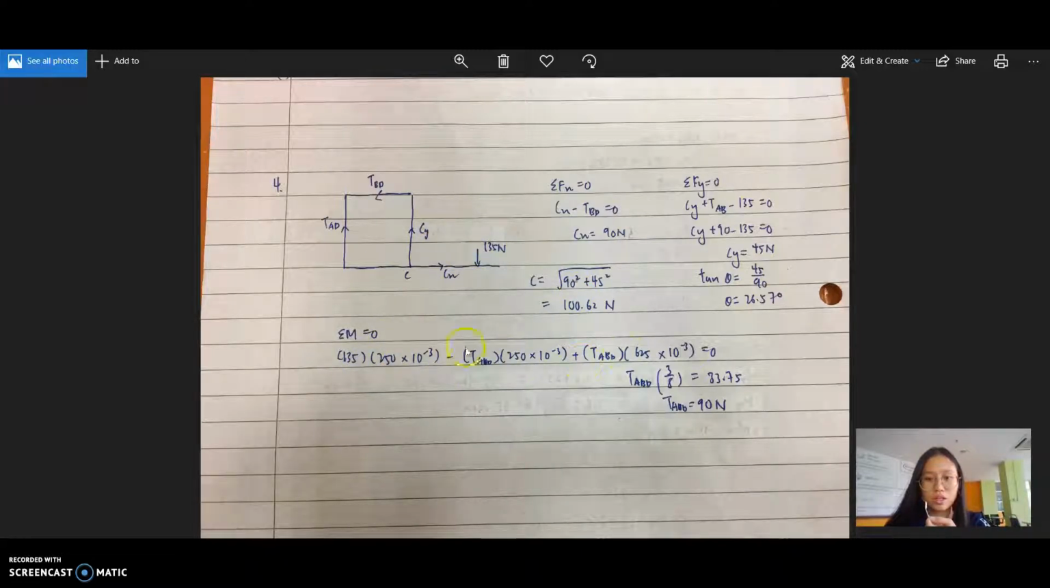For this, I'm assuming anti-clockwise is positive and clockwise is negative. So it's 135, and the distance from here to here is 250 mm, so we have to times this by 10 exponent negative 3. You write down all this, and the total moment is equal to 0. So we can solve that the tension is equal to 90 Newton.